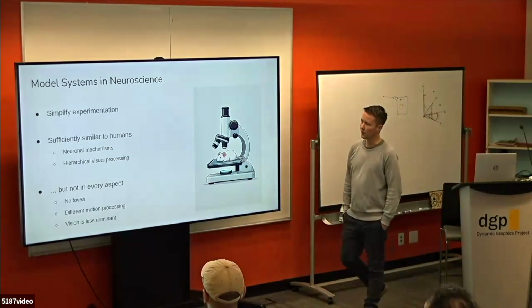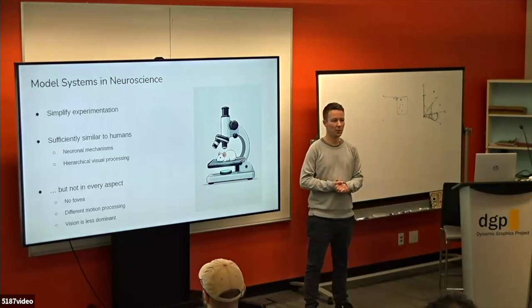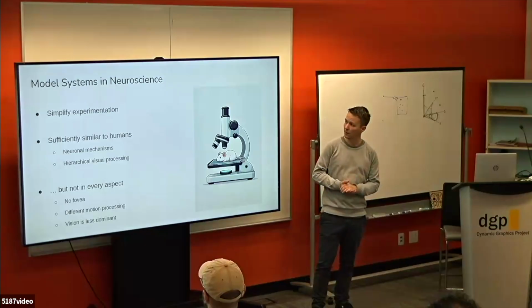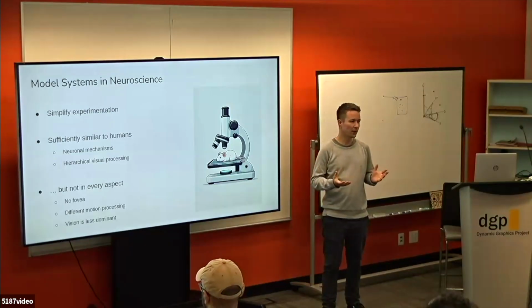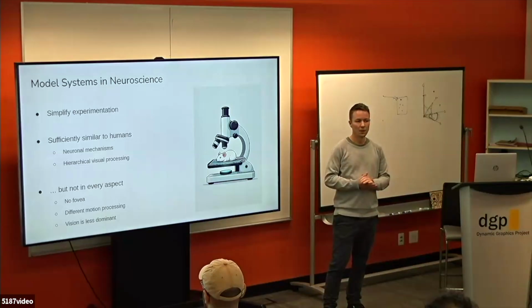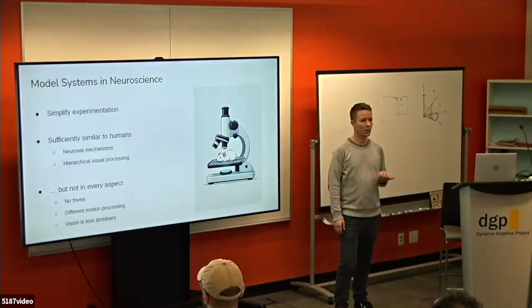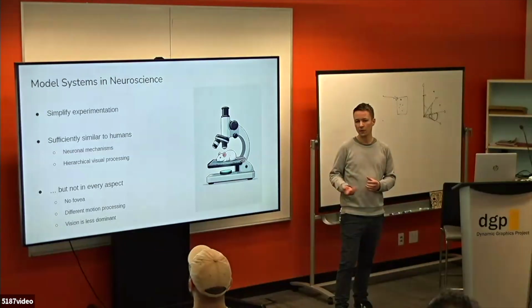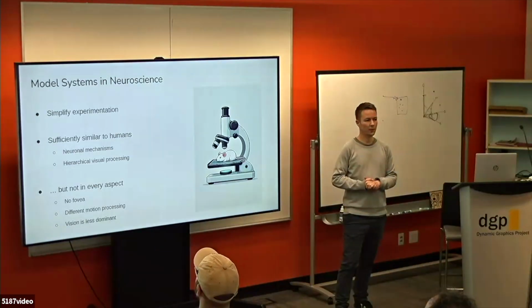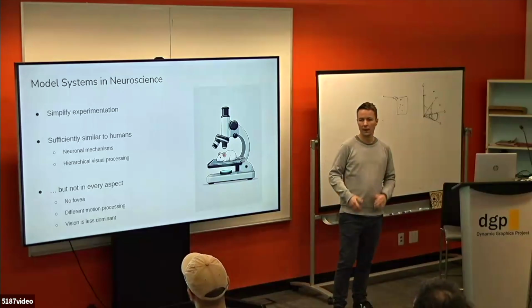So using model systems in neuroscience is a long tradition. I think a mouse or a rat is probably the most prominent example. Fruit flies are used a lot. They simplify experimentation, so you can run experiments on rats that you can't do on humans, either for practical or ethical reasons. They're sufficiently similar to humans when it comes to, for example, the neuronal mechanisms or hierarchical visual processing. So you have aspects that you can study using an animal model, but they're not the same in every aspect.